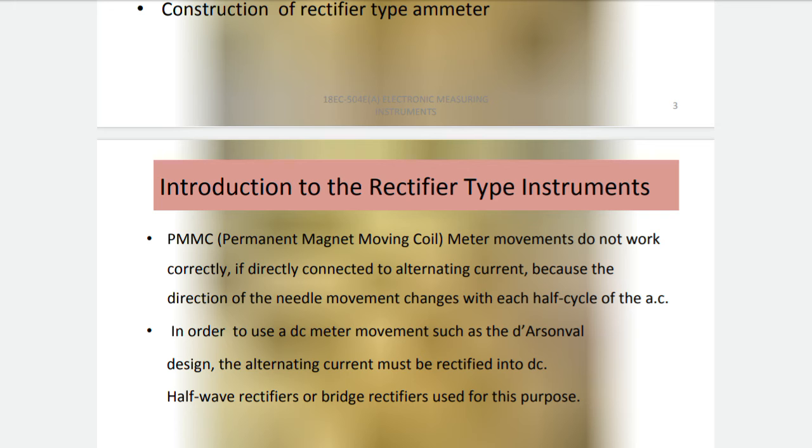Basically, a rectifier is nothing but it converts AC voltage to DC voltage. PMMC instruments are not suitable for the AC, but if we use a rectifier, we can convert the AC to DC and then amplify, and that can be applied to the DC circuit.